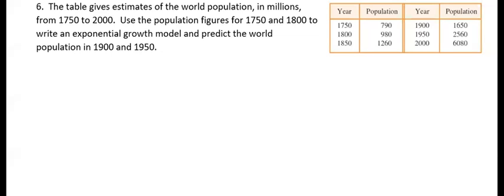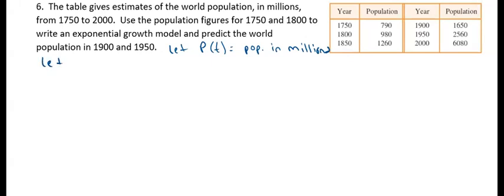So where should we start? Let's start with writing some information down that we have. So first of all, we know that we're going to be looking for a population model. So let's say that we're going to let P of T be our population model, so equal our population in millions. All right, so P of T is our population in millions.